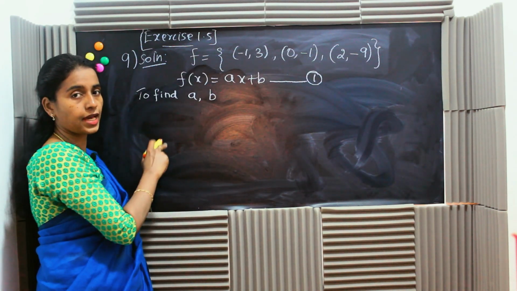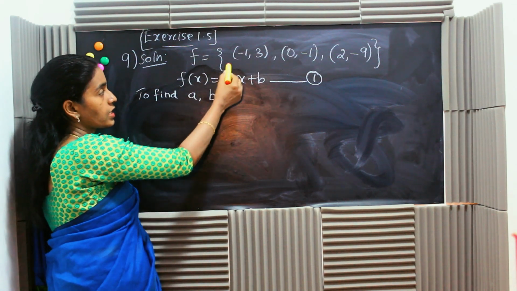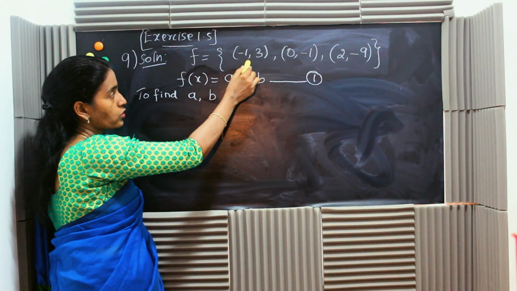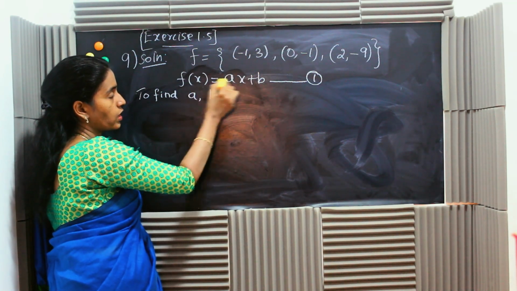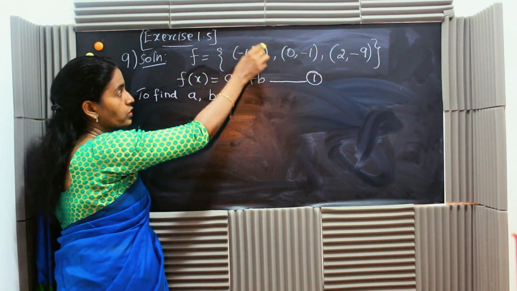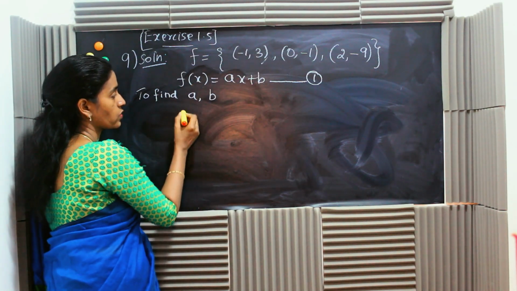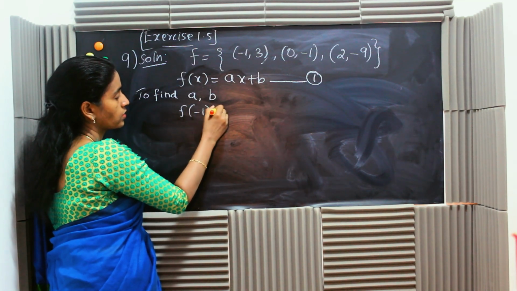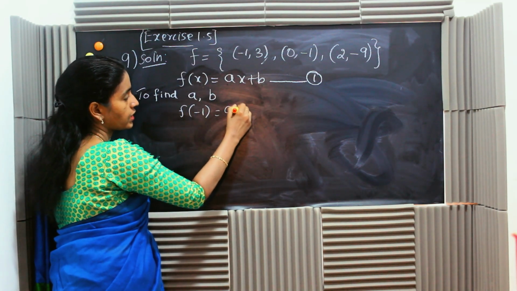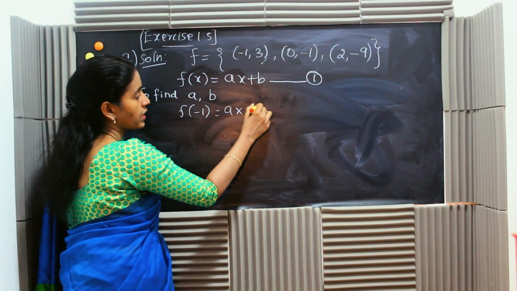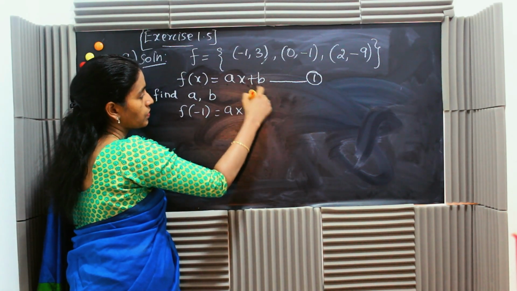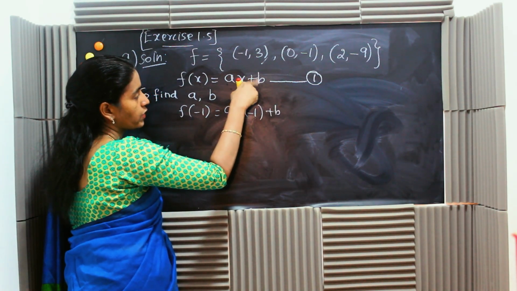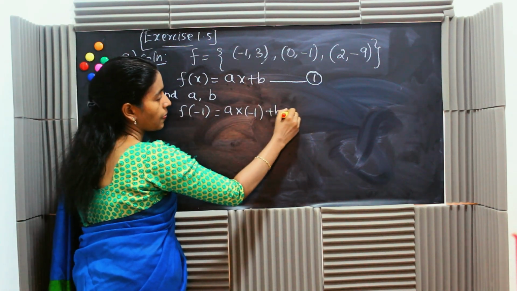For finding a and b values, first I am going to take this point and substitute it in this formula. So what would be the expression? The x value is -1, and a into the x value again -1, plus b. The whole value of ax plus b will be 3.